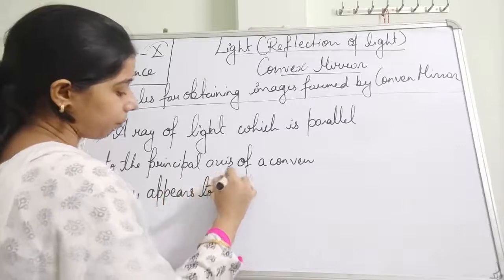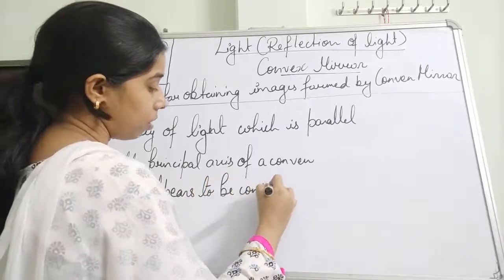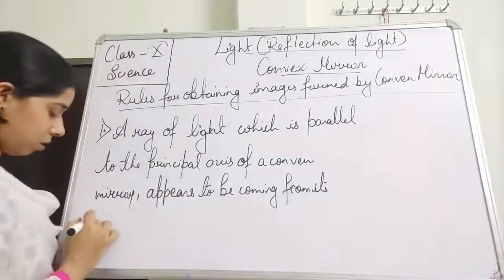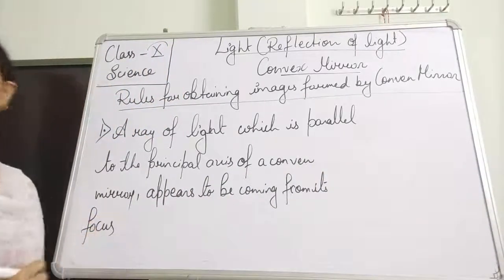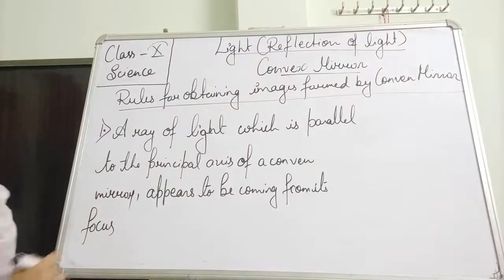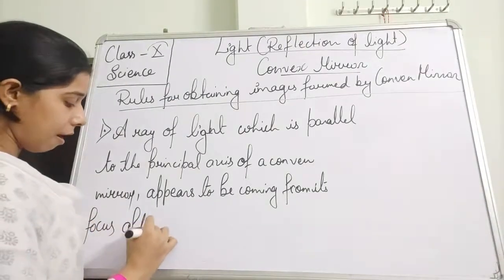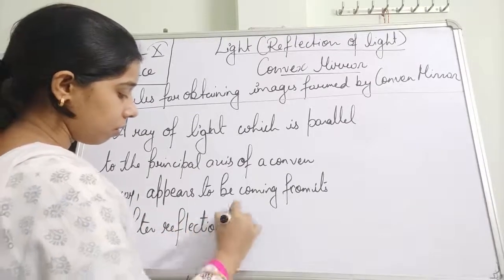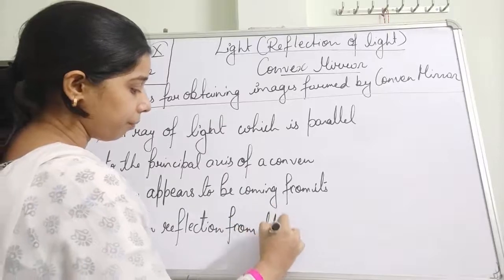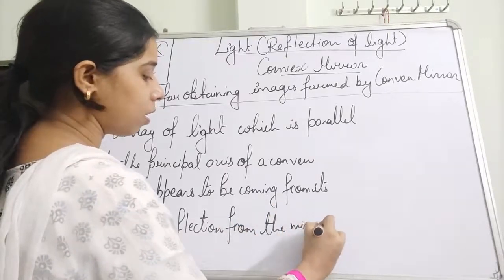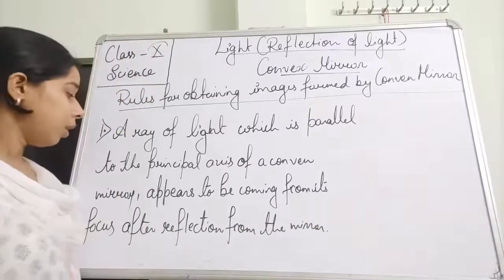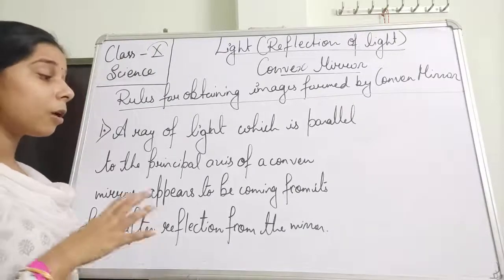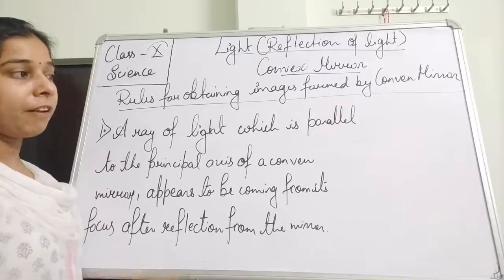Appears to be coming from its focus after reflection from the mirror. Okay, so a ray of light which is parallel to the principal axis of a convex mirror appears to be coming from the focus after reflection from the mirror.